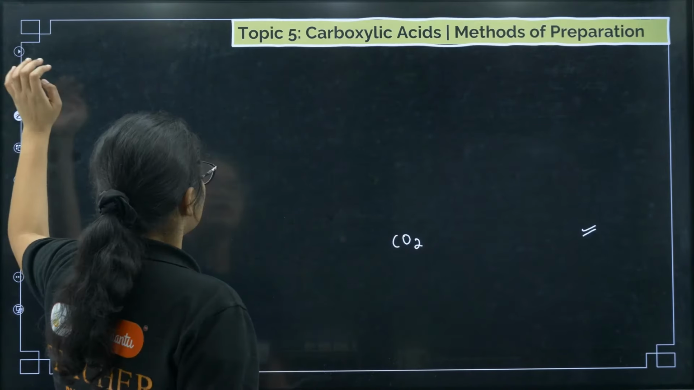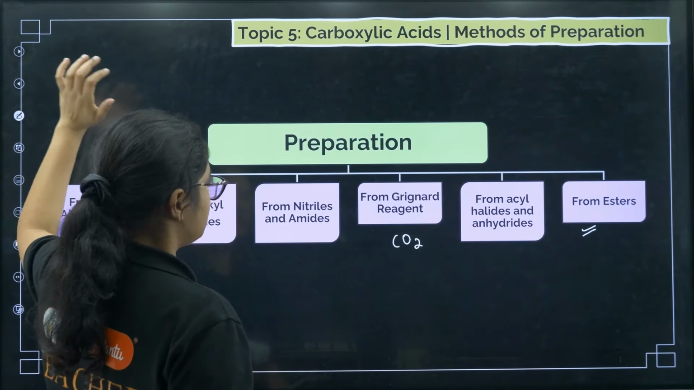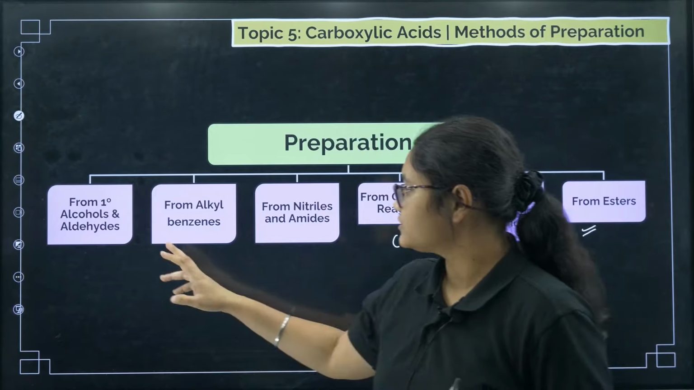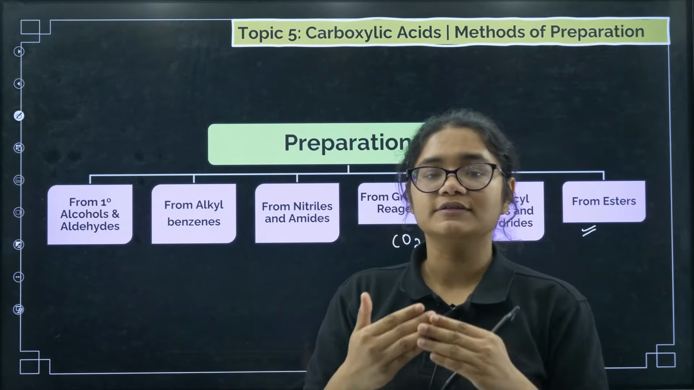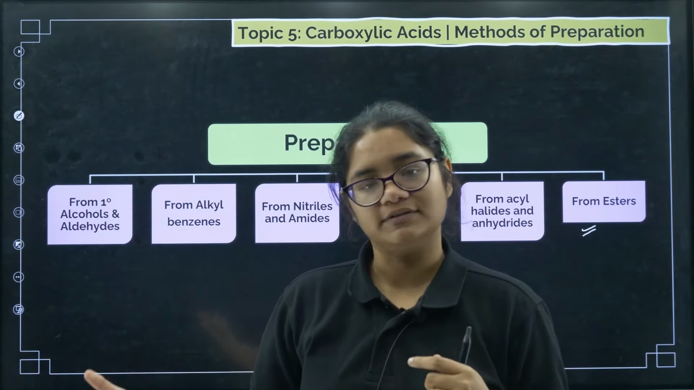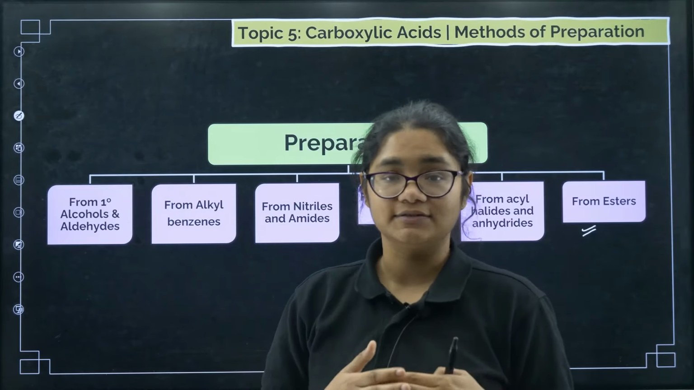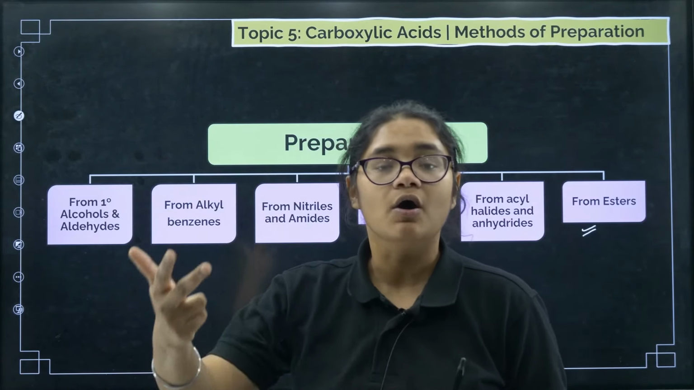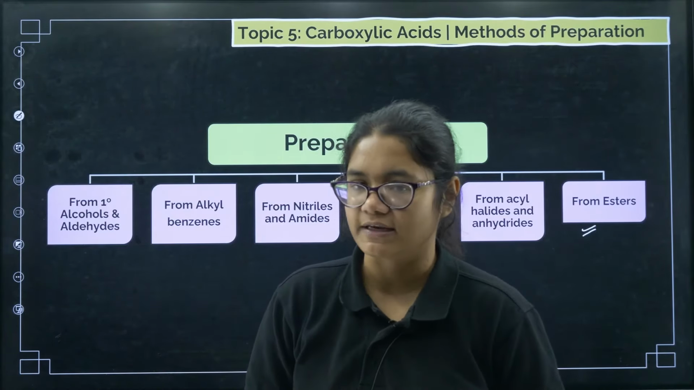Now we'll come to the methods of preparation of carboxylic acids. We have these many methods. The first one is from alcohols and aldehydes. This is very easy: when primary alcohols and aldehydes are oxidized, they are converted to acids. We just saw the reactions of aldehydes, right? Oxidation using Tollens reagent, Fehling solution, or the haloform reaction, they all are converted to different salts of carboxylic acid.